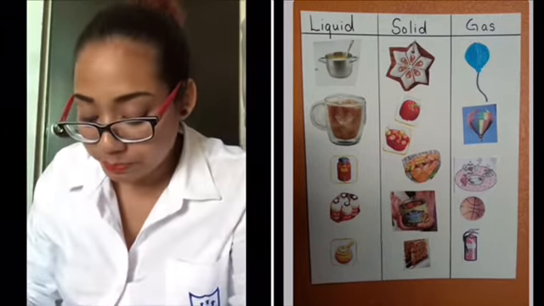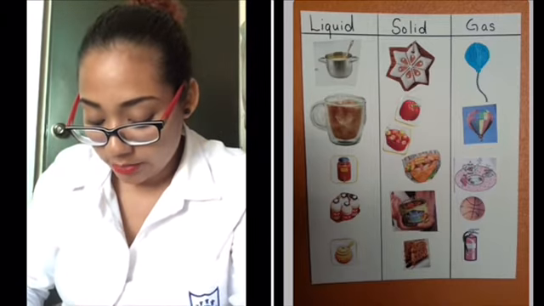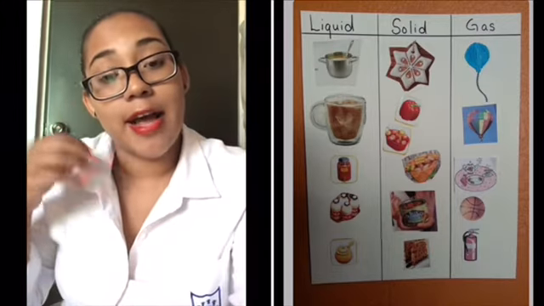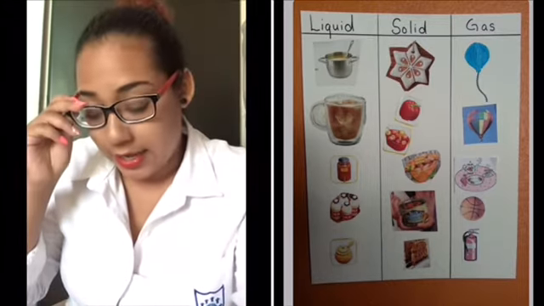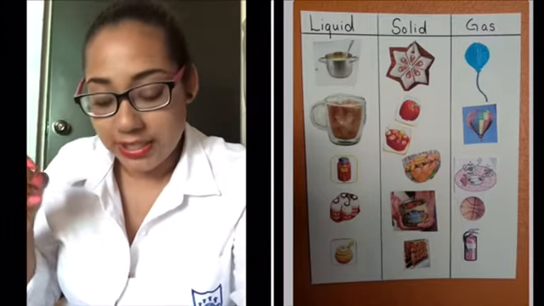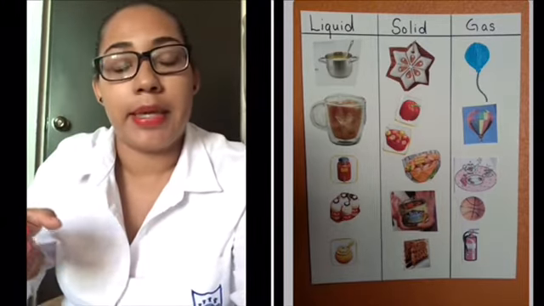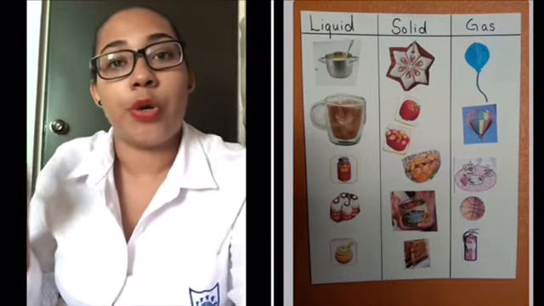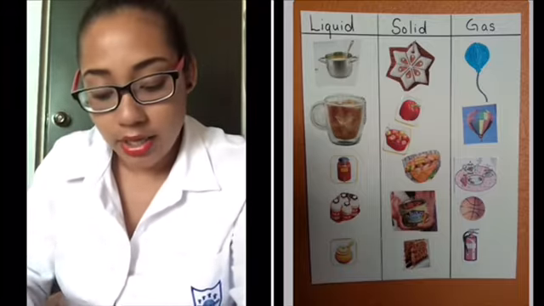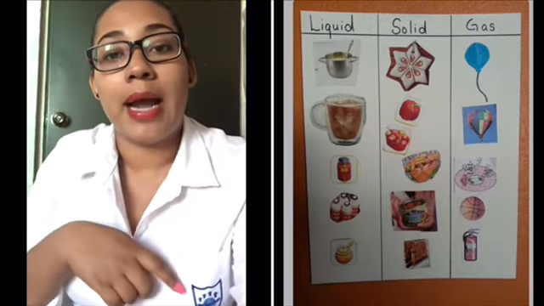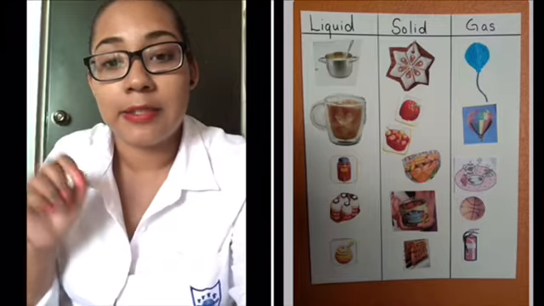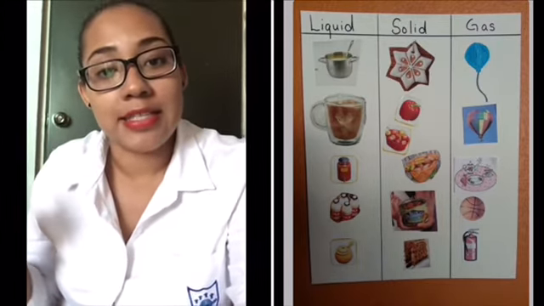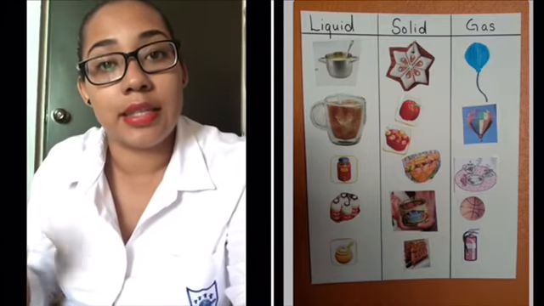Why? Because we will need to cut images that are liquid images. Like, for example, what is liquid? Maybe milk. If you see milk in a newspaper or an old magazine, cut it out and glue it on the liquid column. I need you to draw this column like this. The title of this activity is States of Matter.